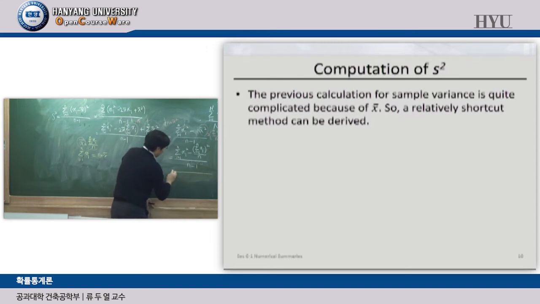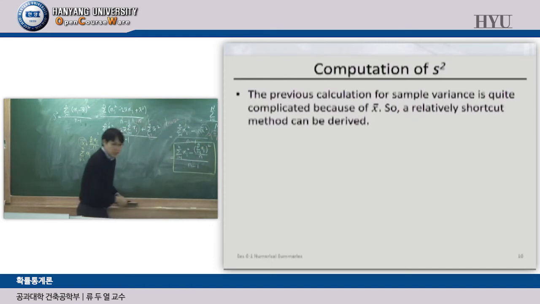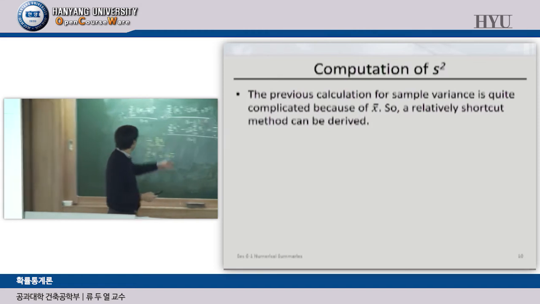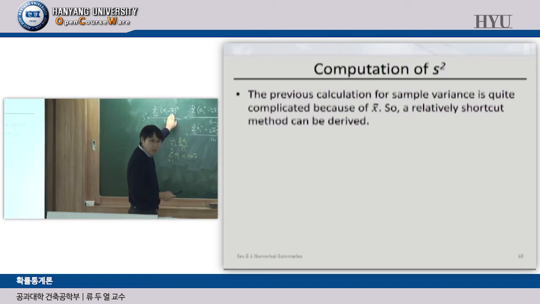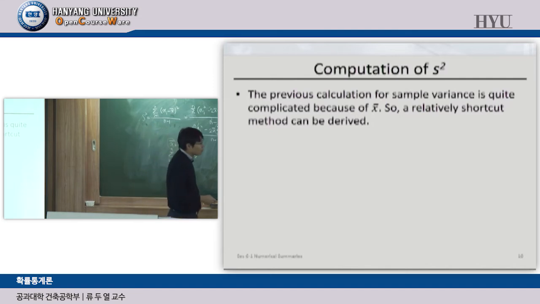So if we use this equation, we don't have to calculate the x bar to calculate the sample variance, okay? So this is the shortcut method to calculate the sample variance s square without the calculation of the sample mean, okay?